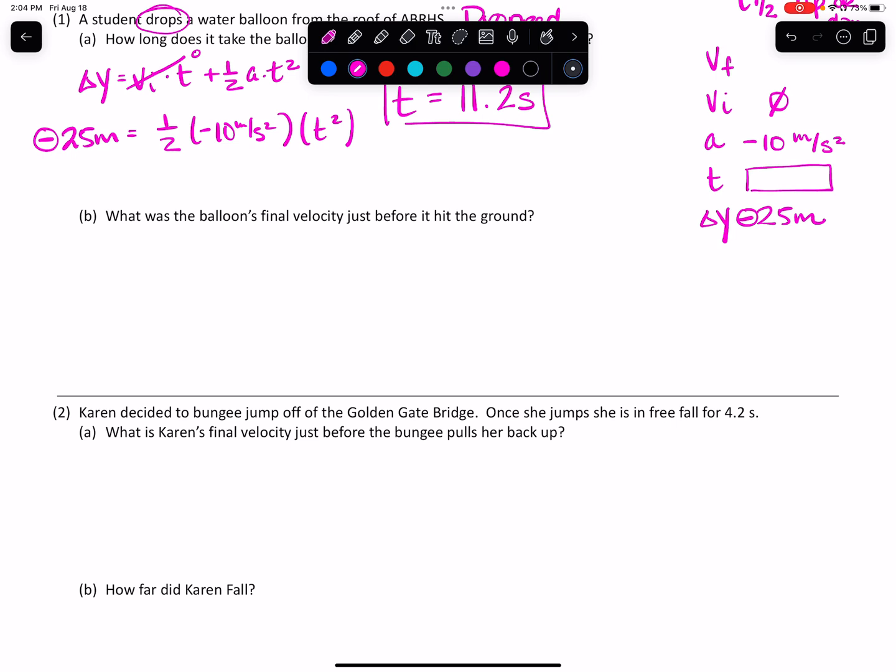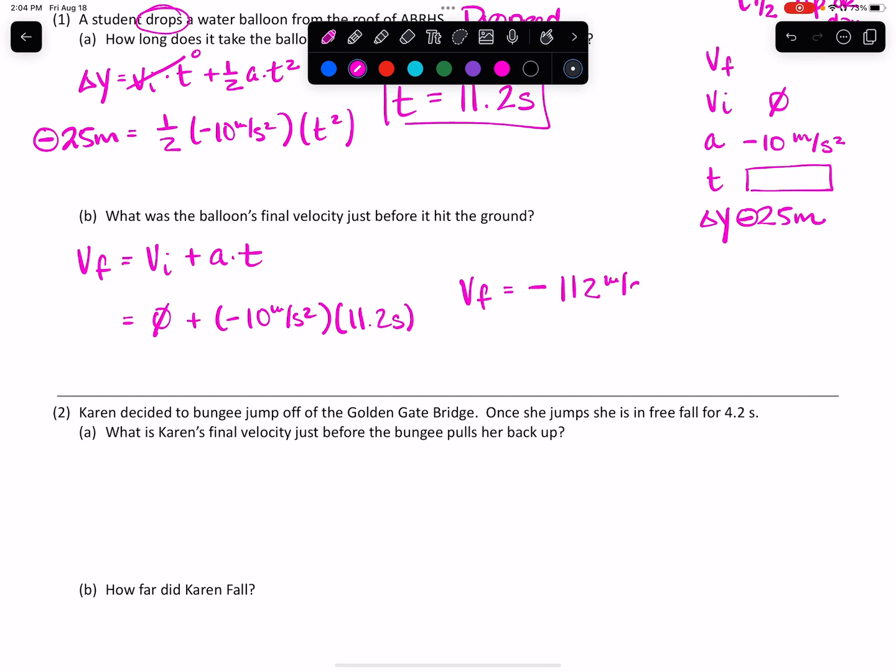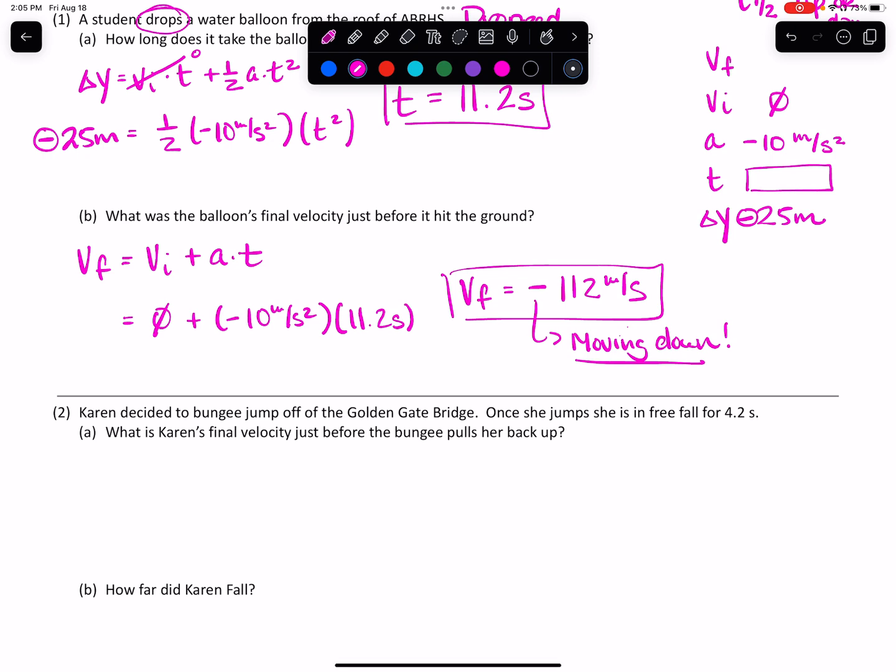Now it wants to know, what was the balloon's final velocity just before it hit the ground? So I can just use my V final equals V initial plus a times t formula here. My initial velocity was 0. My acceleration was negative 10 meters per second squared because of gravity. And I just found that the time it took to fall was 11.2 seconds. So my final velocity is going to be negative 112 meters per second. Again, that negative sign is okay because you're moving down. So don't let the signs mess you up. The only thing that can't have a sign again is time.